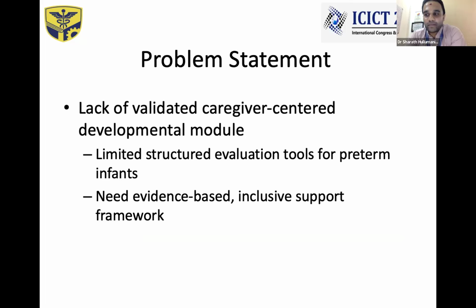So what is the problem statement? The first main problem statement is the lack of a validated caregiver-centered developmental module. We have a lot of modules in entire India, but we don't have exactly validated caregiver documents. So how to proceed further? This is the first one.